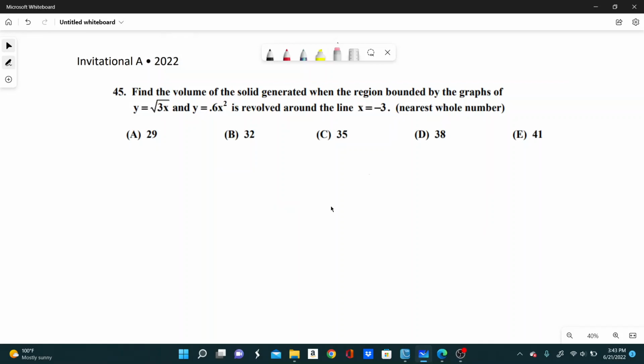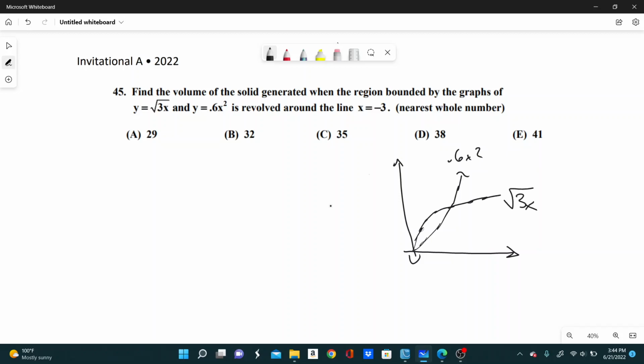Number 45. Find the volume of the solid generated when the region bounded by the graphs of y equals square root of 3x and y equals 0.6x squared is revolved around the line x equals -3. So if I draw this out real quick, this is of course an eyeball. So if I say this is 0.6x squared, and this right here is square root of 3x, and then this over here, I'll say this is x equals -3.